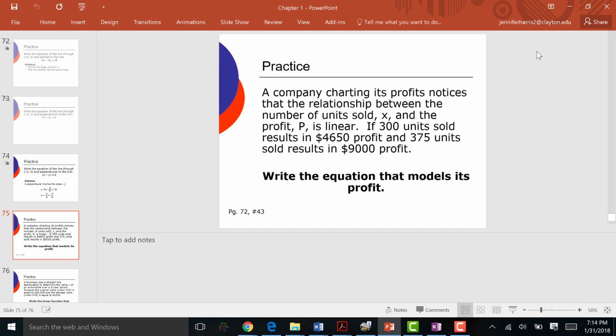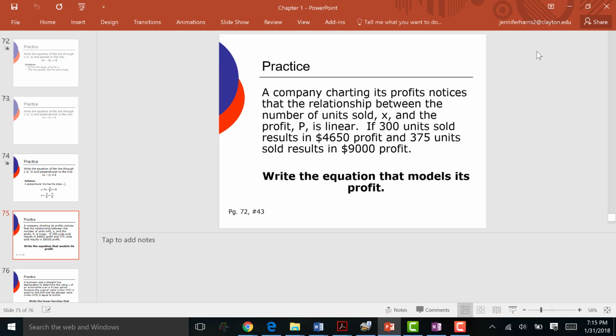All right, let's read the problem. A company charting its profits notices that the relationship between the number of units sold, which we're going to call X, and the profit, which we're going to call P, is linear. They're saying there's a relationship between how much you sell and how much money you make. Is that usually the case? Yes, okay. Now, if 300 units were sold, it results in $4,650 in profit. If you sell 375, it results in $9,000 profit. Given the information, can you write an equation with the data that you have?